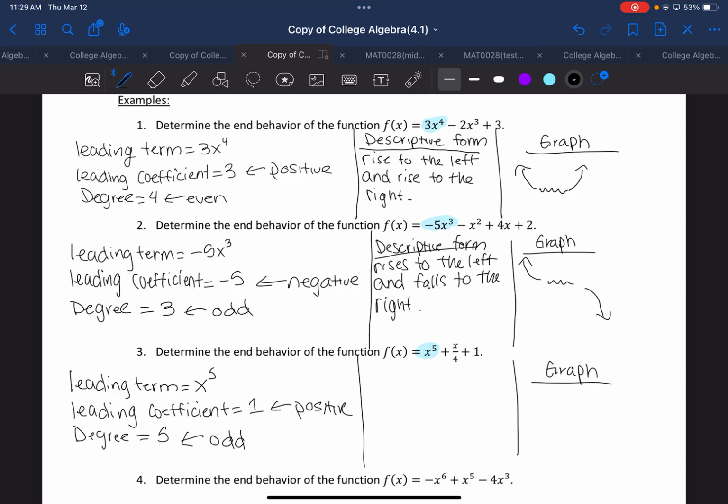It's the opposite of the one we just did. Because it's odd, I know they're going in different directions. It has odd behavior, and it's positive, so it needs to be increasing from left to right. And in descriptive form, this would be falls to the left and rises to the right.